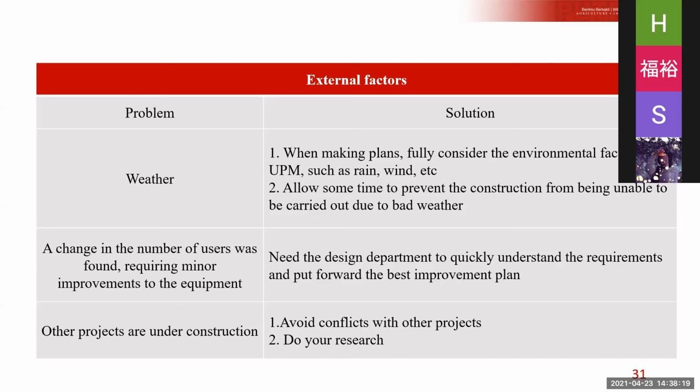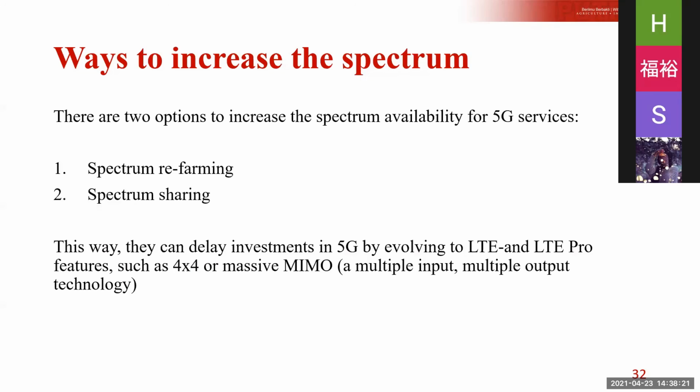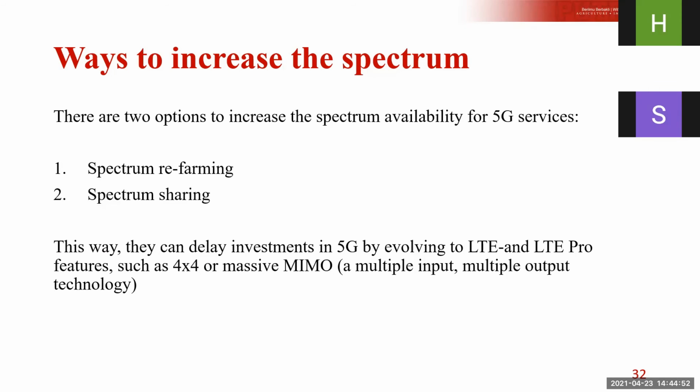That's my part. Next, my friends will talk about this. Here, there are two alternative ways. Instead of removing all the base stations in the university or any area, there are two different ways, which are spectrum refarming and spectrum sharing. These two ways can delay the investment in 5G.